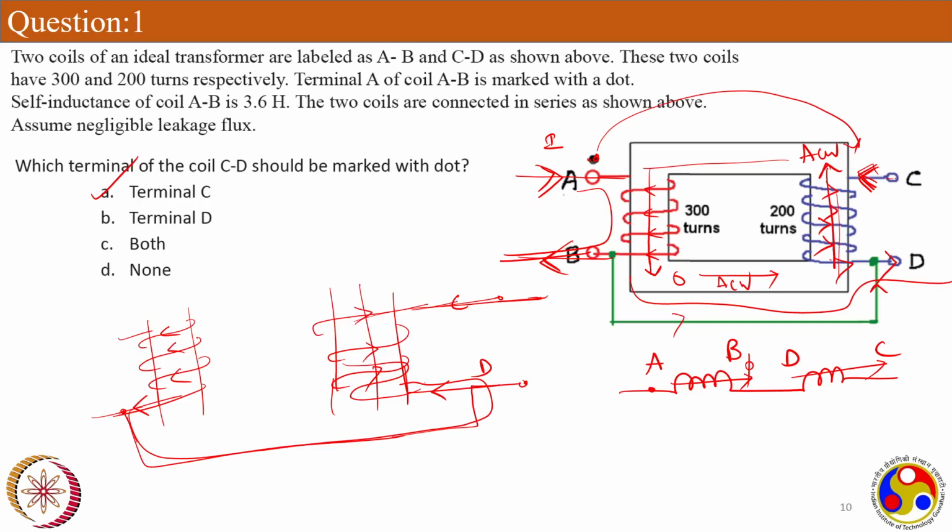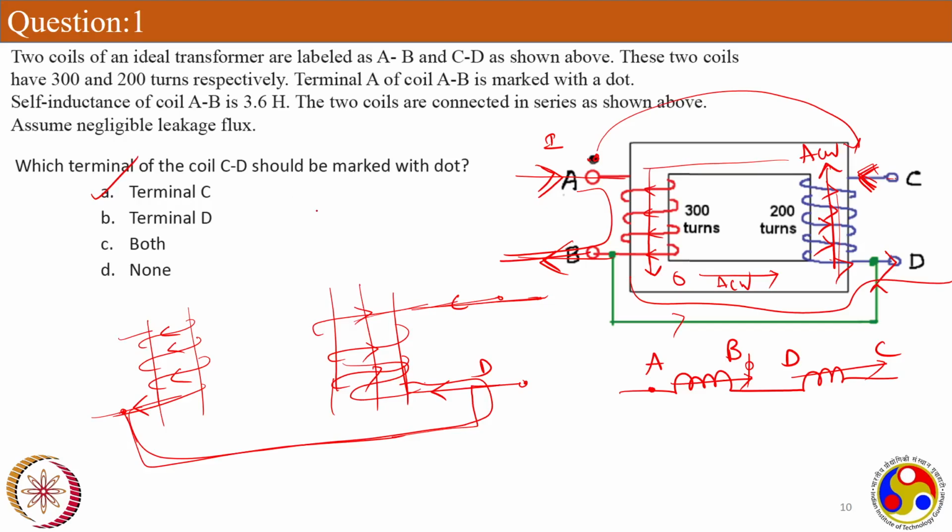Sir, the dots are marked according to how the flux is linking both the coils. So for marking the dot, we have to ignore this series connection from B to D, and we have to only focus on the flux that is flowing in the core. Then we can see that terminal C would be with a dot mark.